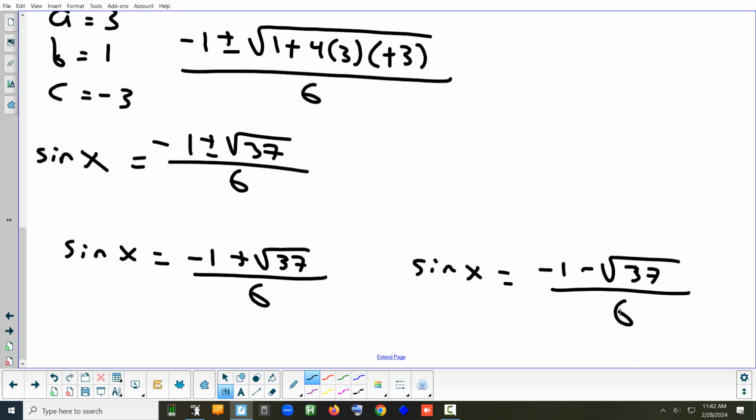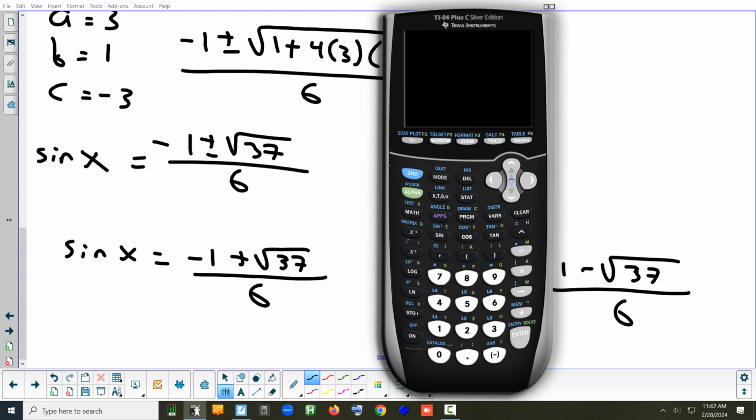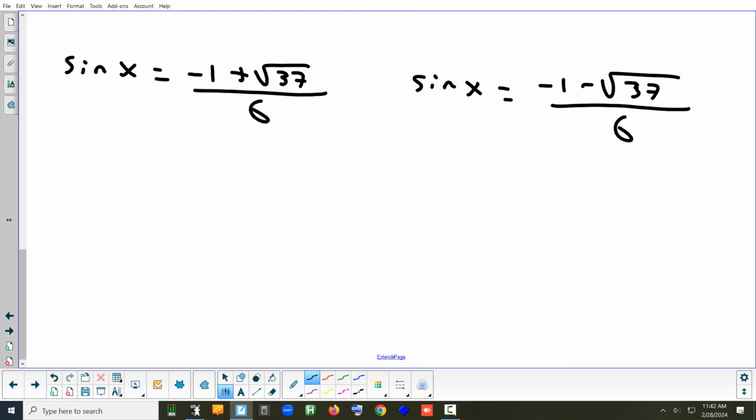All right. Now, let's think about the one on the left. The square root of 37 is a little bigger than what number? A little bigger than 6. So if you take 6.1 and then you subtract 1 from it, 6.1 minus 1 is a positive number. The top is positive. The bottom is positive. Positive divided by positive is a positive. This whole number is a positive. Sine equals a positive. Where does that happen?